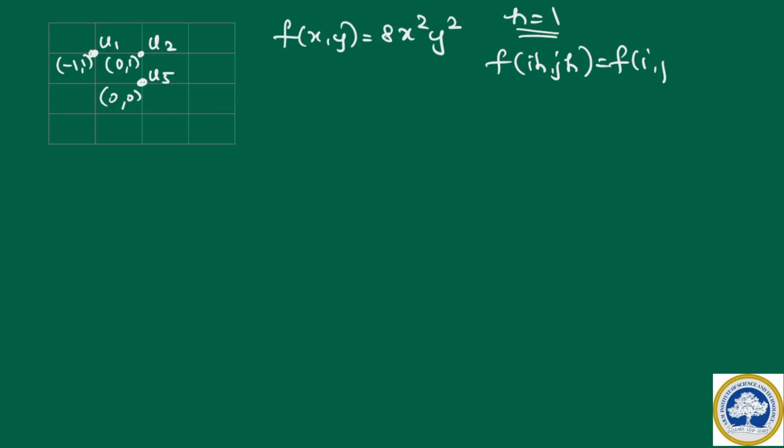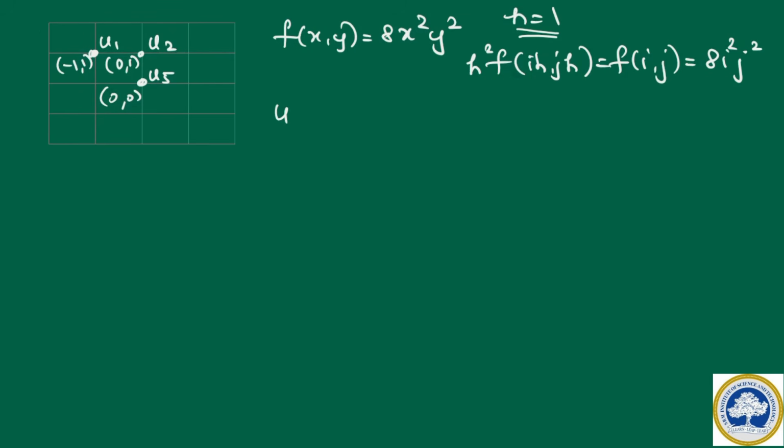Now the function given here is f of x comma y equal to 8x square y square. Since h is equal to 1 here, f of ih comma jh is nothing but f of i comma j, which is 8i square into j square. So now we have to find out the function value for u1, u2, u5.